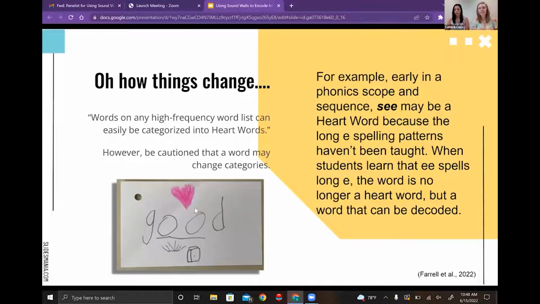And again, oh, how things have changed, just as Cayla had mentioned, that high frequency words can be categorized into heart words. We're no longer teaching by just having a whole word and memorizing it. We're taking our high frequency words and we're breaking them down into the parts that we hear, and then we can categorize them and make them into something that's more concrete for students. Just as I had said before, heart words can change. If they started off as a heart word and then go into first grade and that rule is being taught, then it no longer is a heart word for them and it becomes a decodable word.